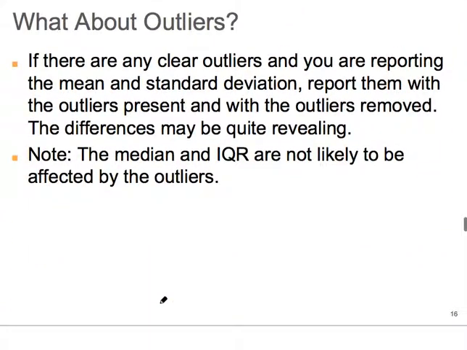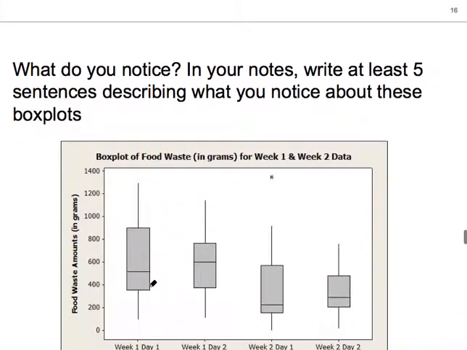Okay. If there are any outliers and you're reporting the mean and standard deviation, report them with the outliers present and then with the outliers removed, much like I just did in the previous one. With the box plots, the median and the interquartile range are not affected by outliers.